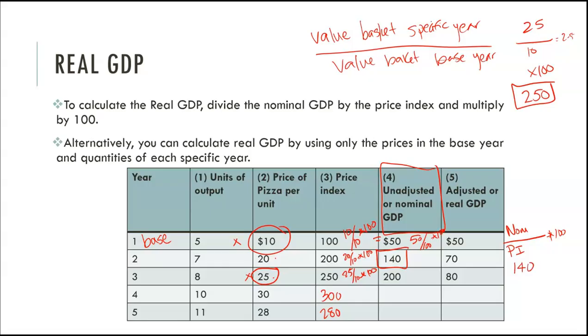The second year, we have nominal GDP of 140 and a price index of 200. So we would say 140 divided by 200, and then we always multiply by 100 to get us back into a normal dollar amount. Okay, so this is going to be equal to 70, which makes sense. So prices have doubled, so that means that our real GDP should be half of our nominal GDP. Or like in year 4, where prices are tripling, we get up to 300, our real GDP should be 1/3 whatever our nominal GDP is.